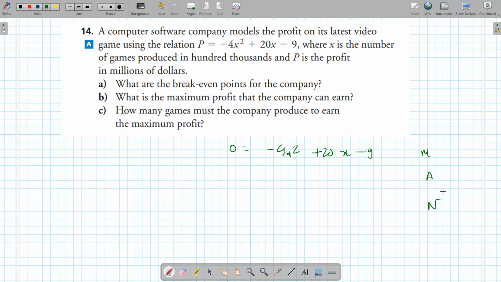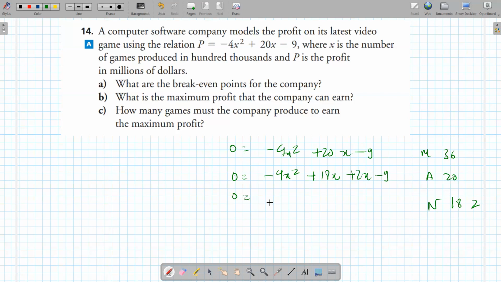Negative 36. Negative 36 or positive 36? Positive. Positive 36. So what are the numbers? 18 and 2. 18 and 2 would do it. So this one we kind of have to do the question. So that'll be plus 18x plus 2x minus 9.